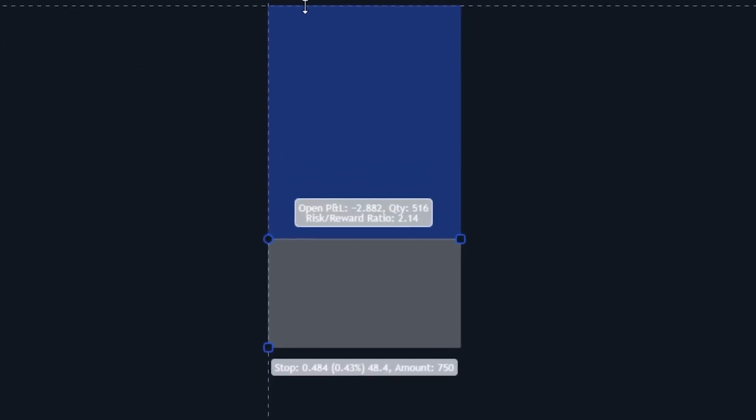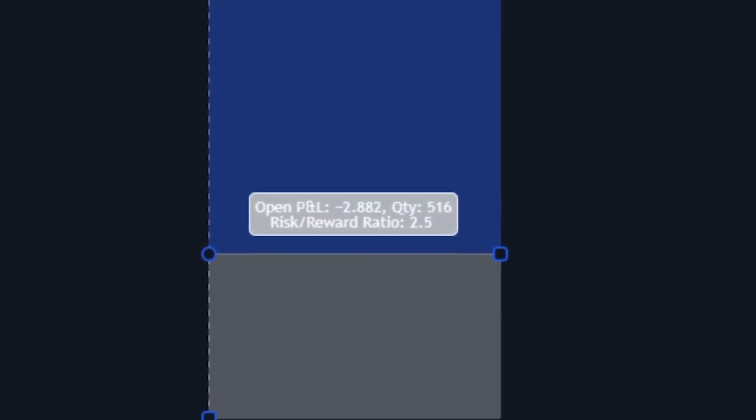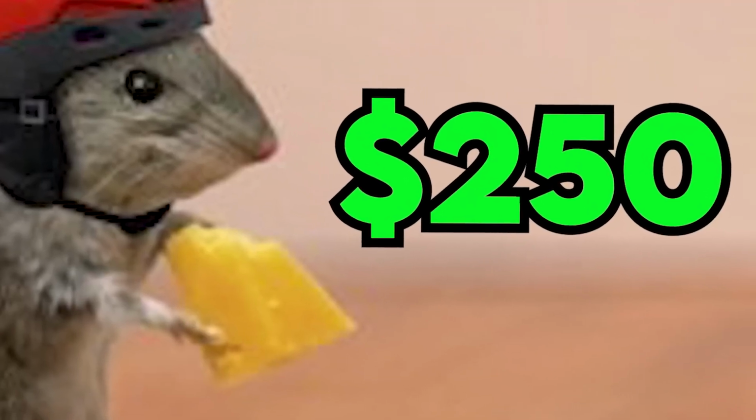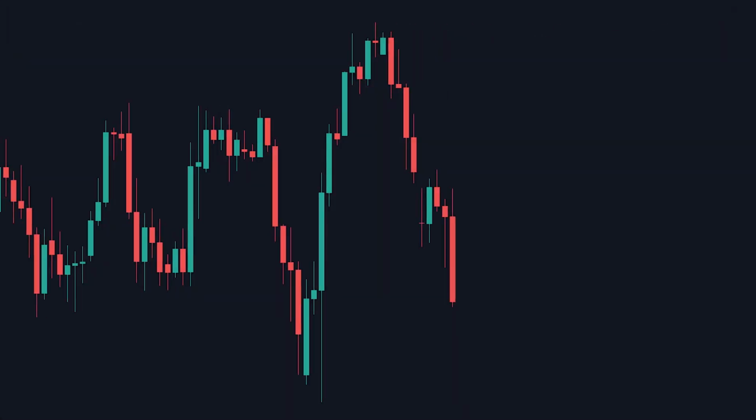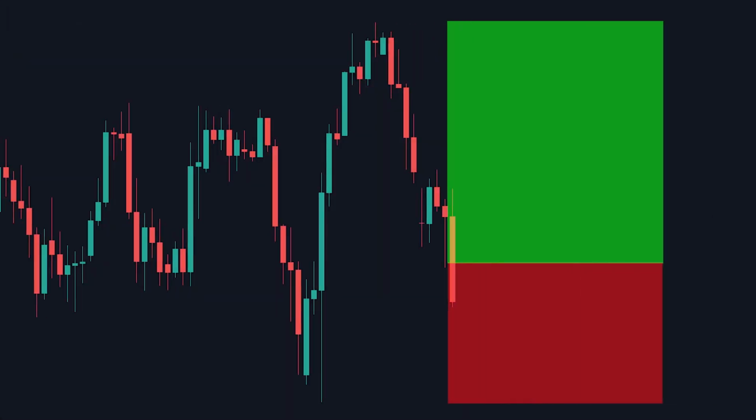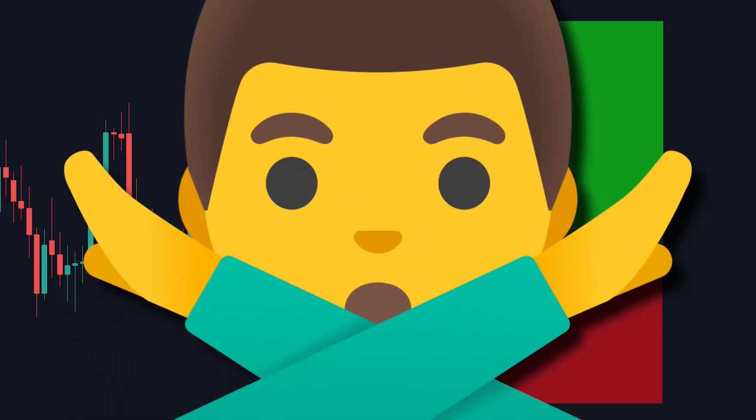We only want to take trades if the risk to reward is above 2.5 to 1, meaning for every $250 we're getting back, we're only risking $100. So even if the chart follows both step 1 and 2, but the risk to reward is under 2.5, we do not take this trade. This one rule by itself increases the profit rate of the strategy by a ton.